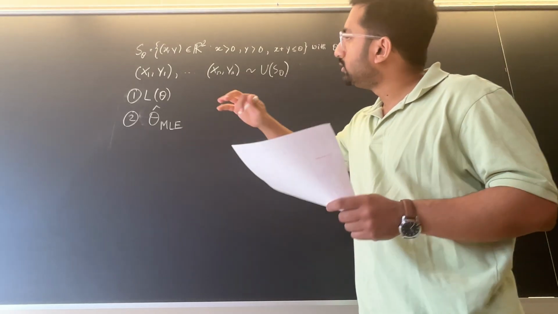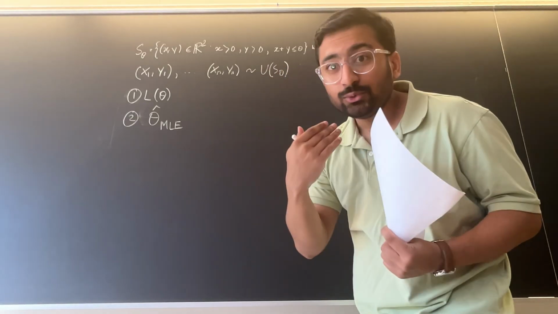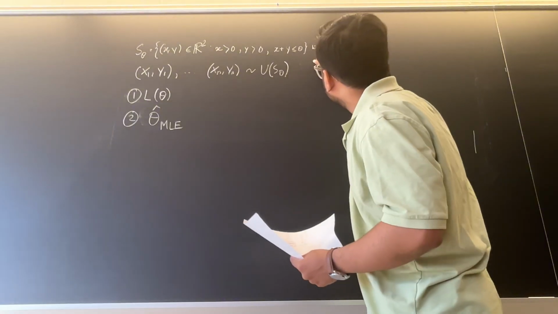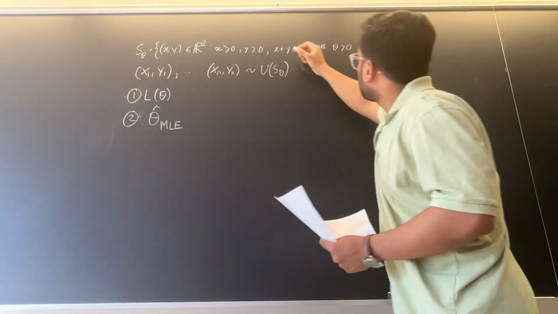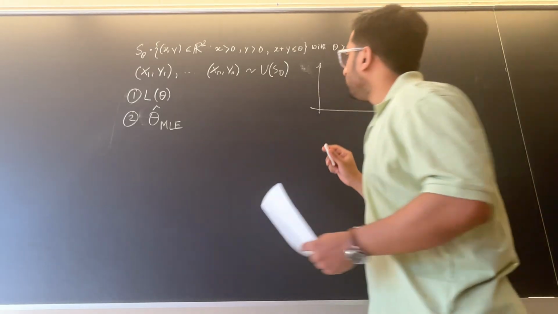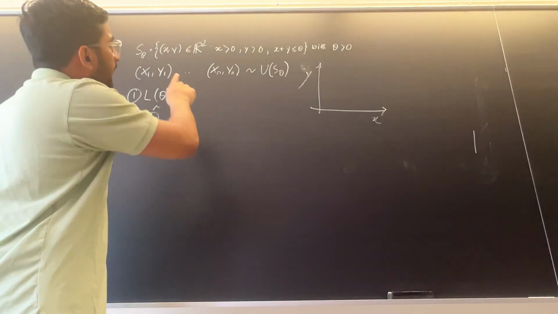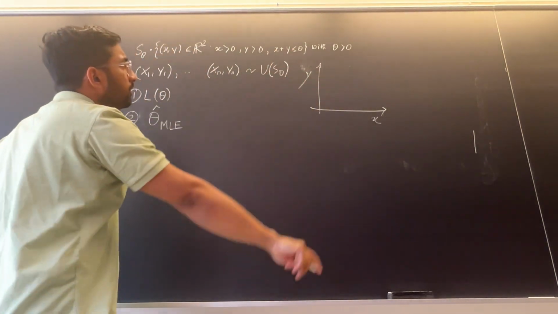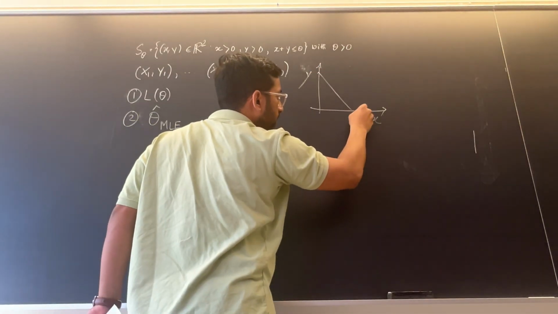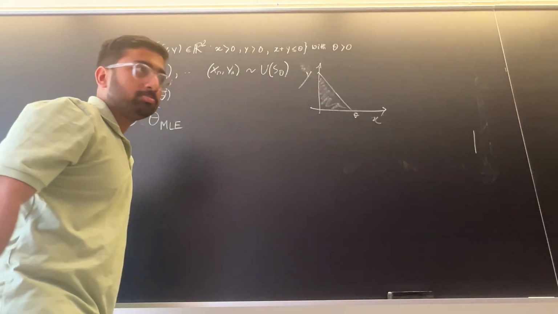So the first step is to understand, since it's uniform over S theta, we need to know its area. So we need to plot this S theta first. So let's plot this S theta properly. This is x, this is y, and x is greater than 0, y is greater than 0, and x plus y is less than or equal to theta. So this will be less than or equal to this line, theta, and the area is this.